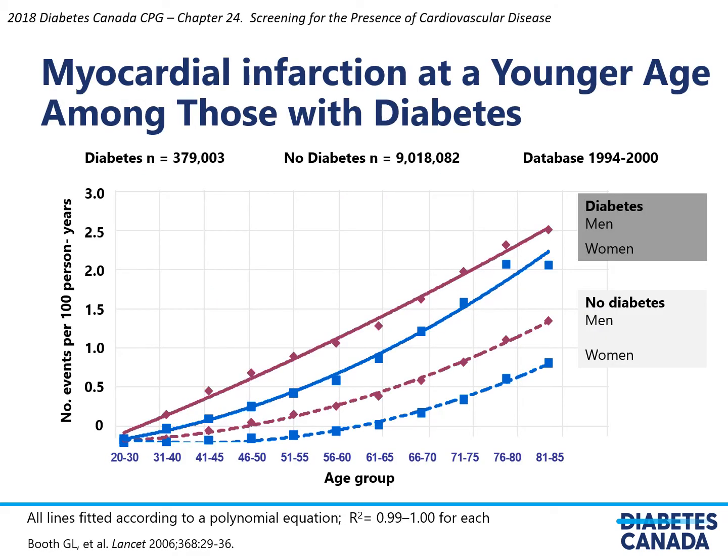The reason why this chapter is necessary is because we know that myocardial infarction occurs at a younger age among those with diabetes. The solid lines represent individuals living with diabetes. The y-axis is the number of events per 100 person years in terms of myocardial infarction, and the x-axis represents the age group. The dotted lines represent those who do not have diabetes. You can see that the solid lines are much higher than the dotted lines, meaning that myocardial infarctions are occurring at a younger age among those living with diabetes.